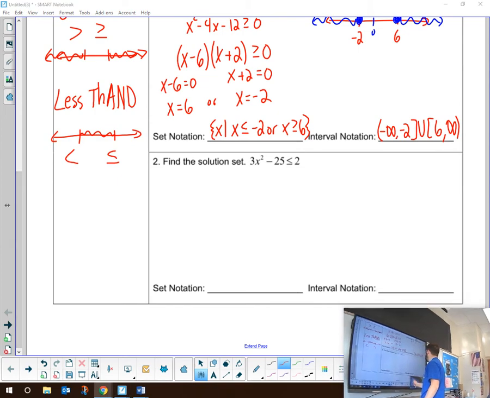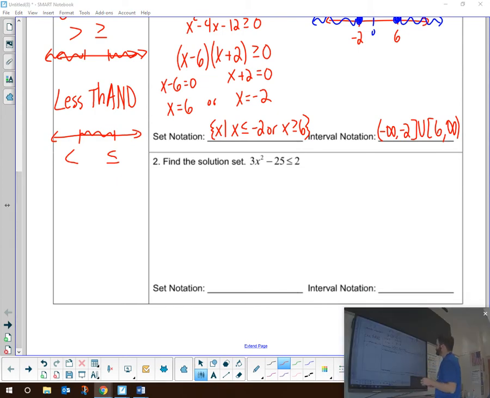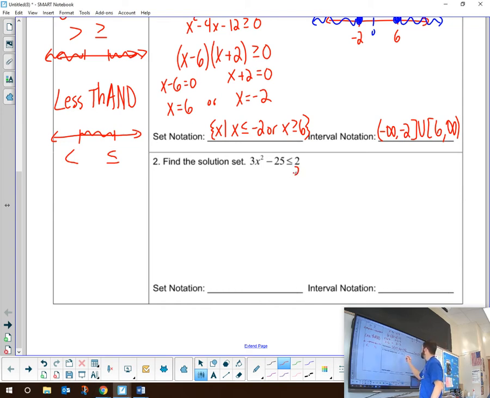So number 2, we're going to have 3x squared minus 25 is less than or equal to 2. So step number 1, move everything to one side. So I'm going to subtract 2 from both sides here, okay? So we're going to get 3x squared minus 27 is less than or equal to 0.